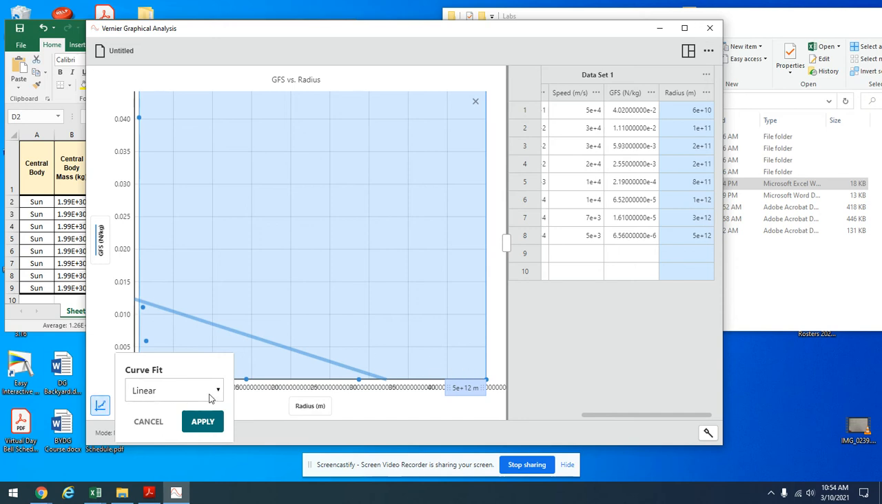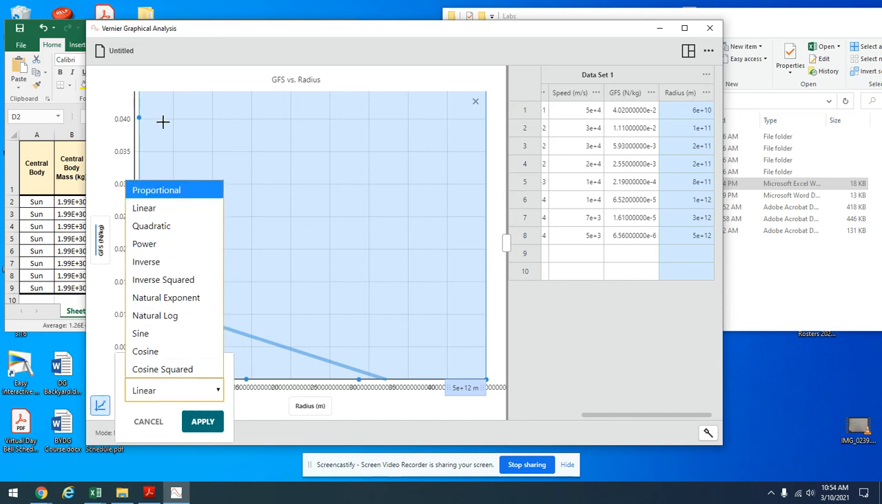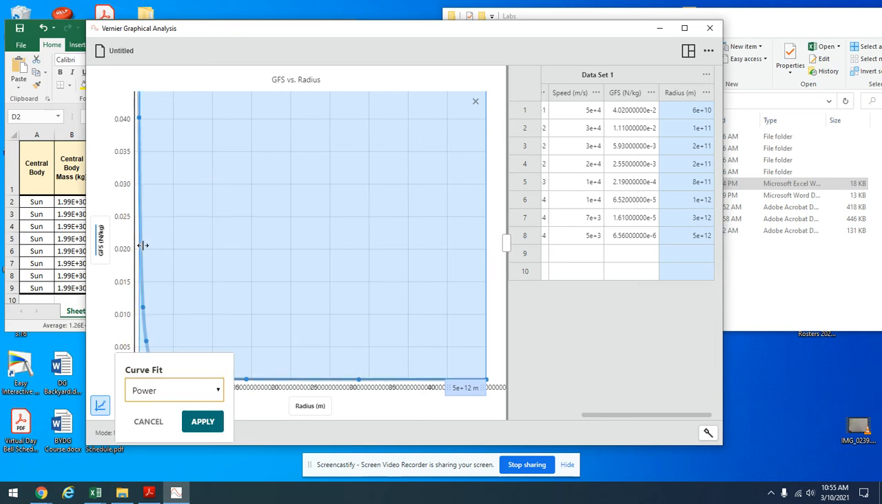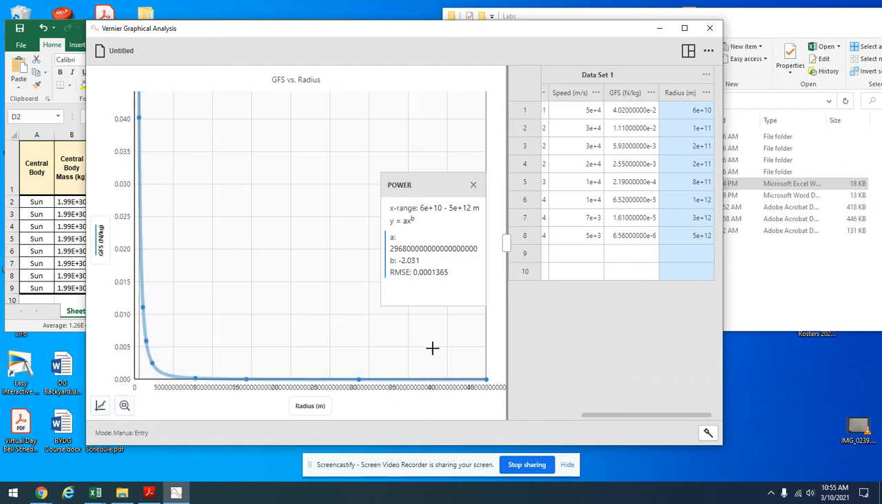Not. And I'm going to go to, when we think that there's some kind of relationship, like with an exponent, this looks like maybe it could be inverse or inverse square or something like that. And those are options. But if we want Logger Pro, or Graphical Analysis in this case, to run the numbers and figure out what is the best exponent that would relate these things, we can get it to do that. And then we can say, oh, I see it's a square relationship. We can see what that exponent is close to. Let me show you what I mean when I click apply here.